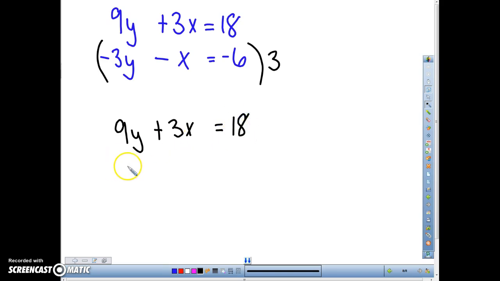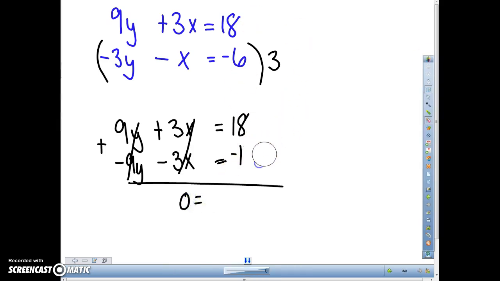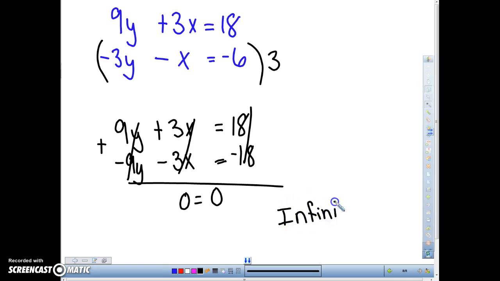I get negative 9y minus 3x equals negative 18. Well, they have different signs, so different signs add. This cancels, this cancels. This over here is supposed to be 18, not 16. That cancels, and we have 0 equals 0, which is a true statement, which means our answer would be infinite solutions.